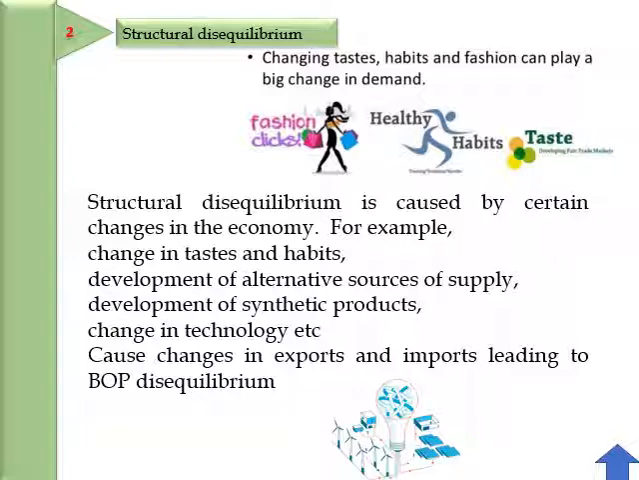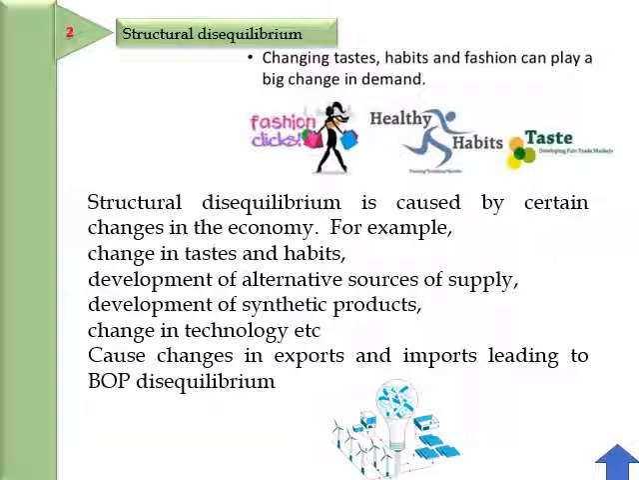For example, India is exporting coffee to America. Now suddenly the consumption habit of Americans changes. As a result, the demand for coffee will decline. So our exports of coffee will decline. As a result, our imports being at a higher level and exports declining may lead to a deficit in the balance of payment.